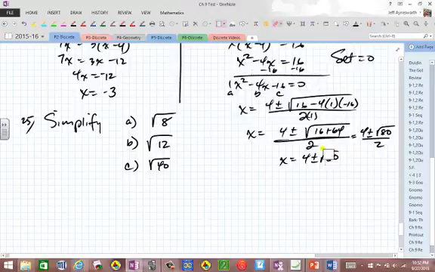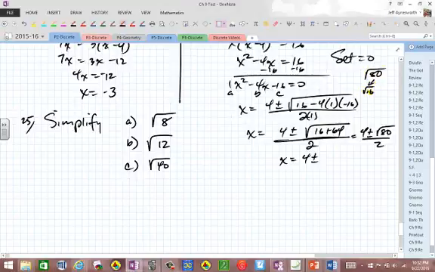Now I've got to simplify the square root of 80. The square root of 80 is the square root of 16 times 5. That's 4 radical 5, all divided by 2. So you get 2 plus or minus 2 radical 5.